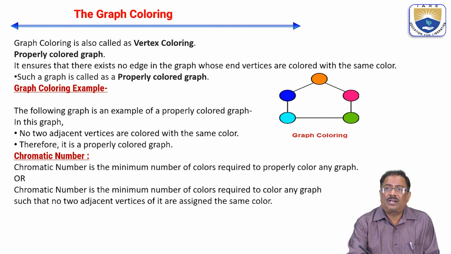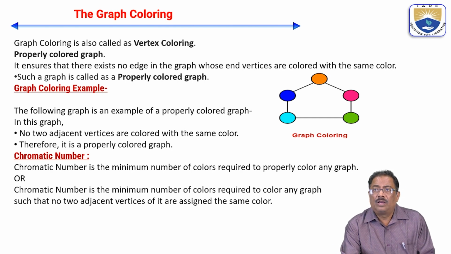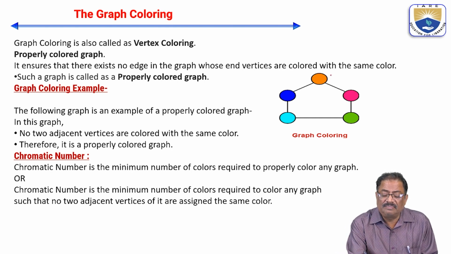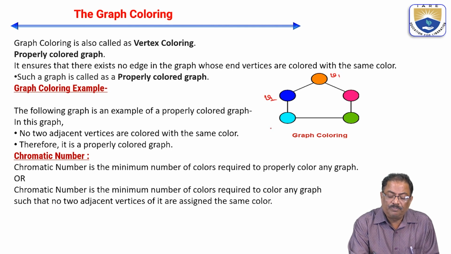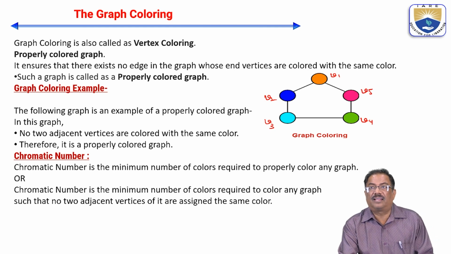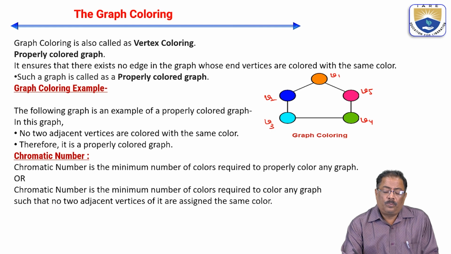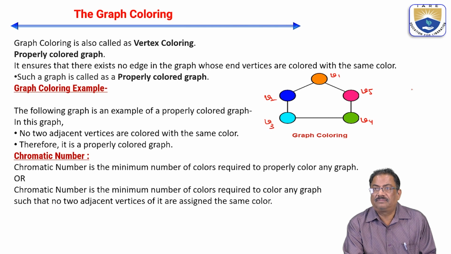See here, we are considering one graph. Let us say it has the vertices V1, V2, V3, V4 and V5. Now, some color is going to be assigned to V1, and it has two adjacent vertices, V2 and V5. Those two adjacent vertices will not have the same color. Any adjacent vertices will not have the same color. Then that is known as a properly colored graph.